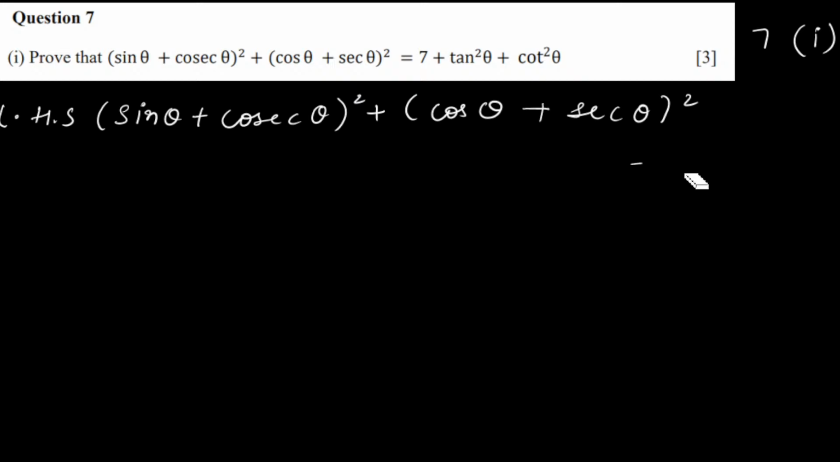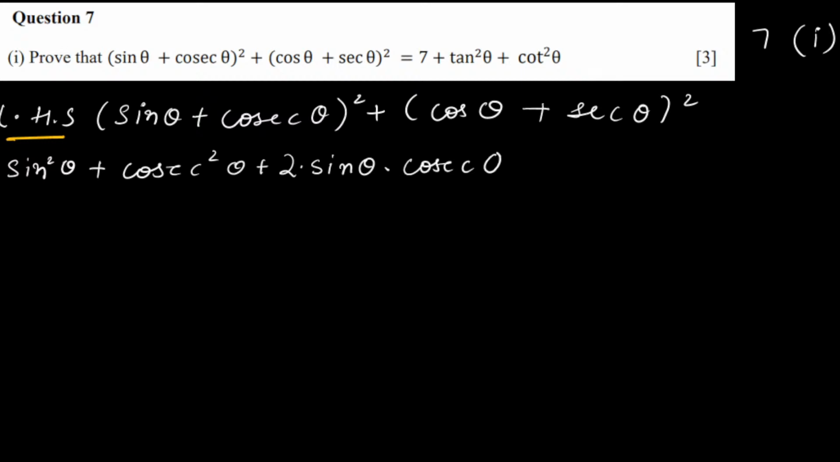Now let us do it, in both we'll apply. So a is sine in the first one. So we'll get sine square theta plus cosecant square theta plus 2 into sine theta into cosecant theta. This is for the first bracket. Now for the second one also we have to do the same thing.